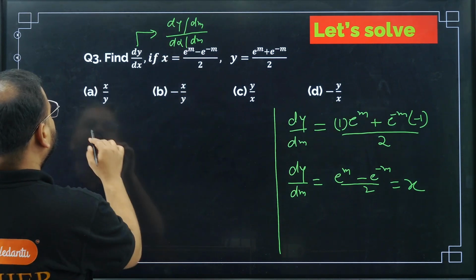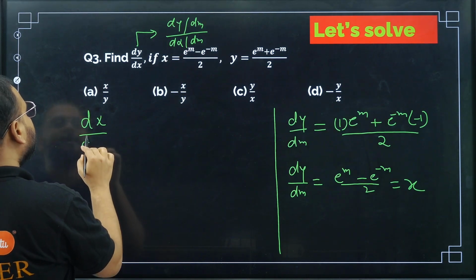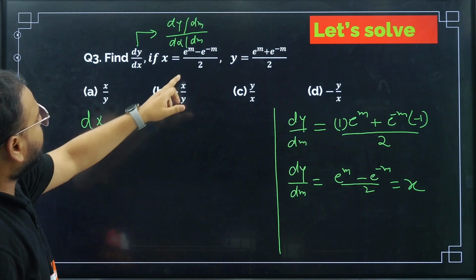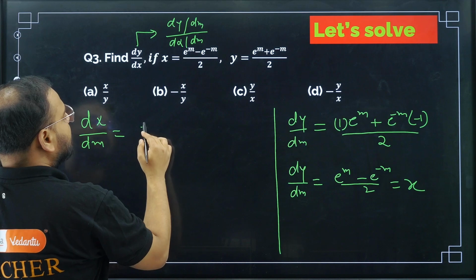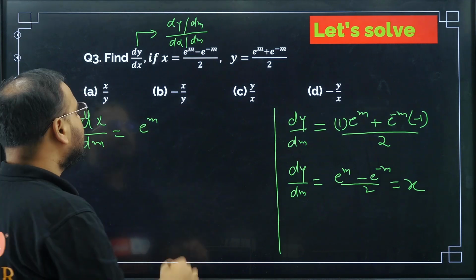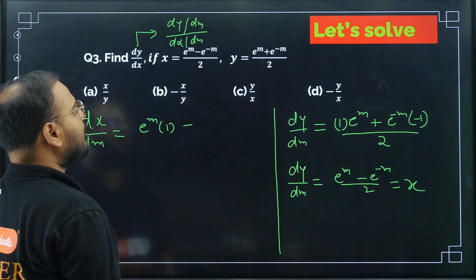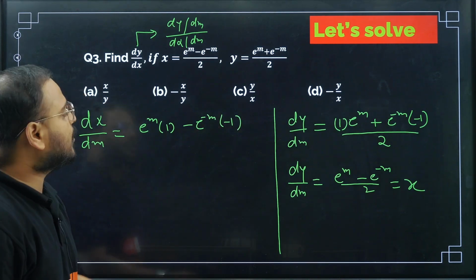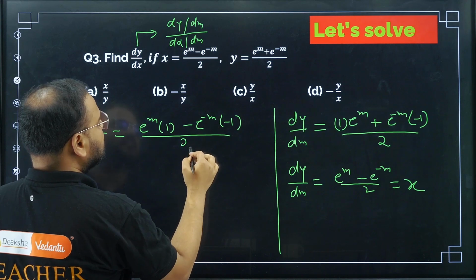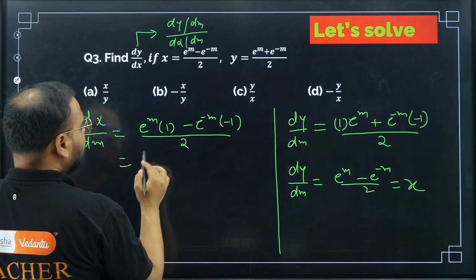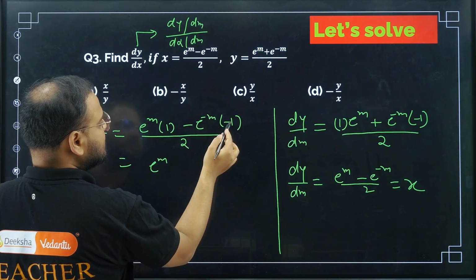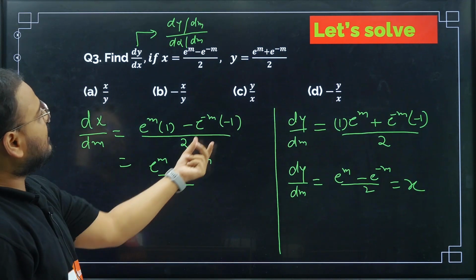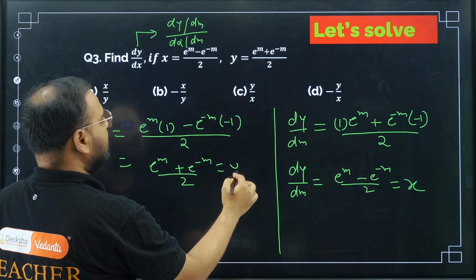Same way, I have to find dx by dm. Please check here. How will I do it? I'll take from here. e power m will give me again e power m only, but for m I'll get 1. Over here, e power minus m only, but I'll get another minus 1 because of the minus m part, and 2 will remain as it is because it's a constant. Simplify this: e power m, and minus times minus becomes plus e power minus m upon 2. Cross check, this value is the same as this, so simply y.